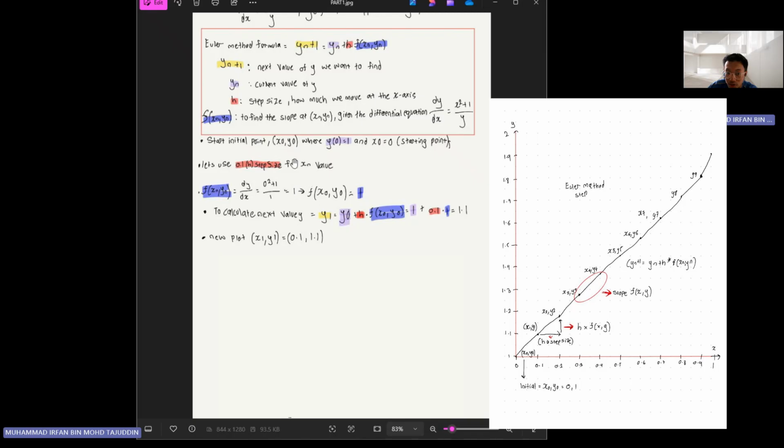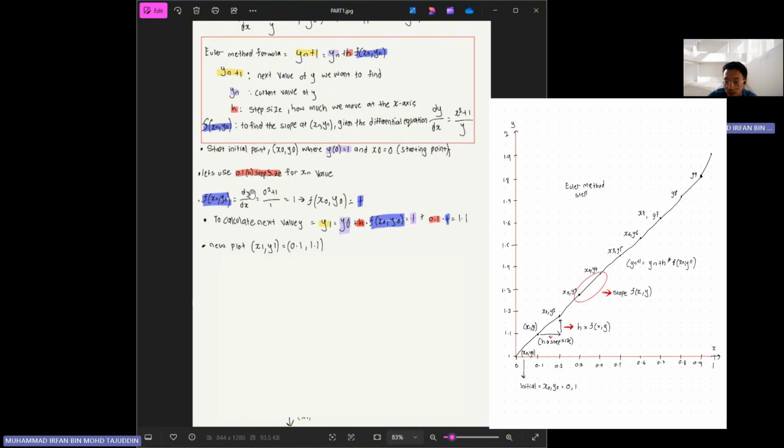The Euler method uses the formula y(n+1) = yn + h times f(xn, yn). y(n+1) is the next value of y we want to find, yn is the current value of y, h is the step size, how much we want to move along the x-axis, and f(xn, yn) gives the slope at xn, yn, given the differential equation dy/dx = (x squared + 1) divided by y.